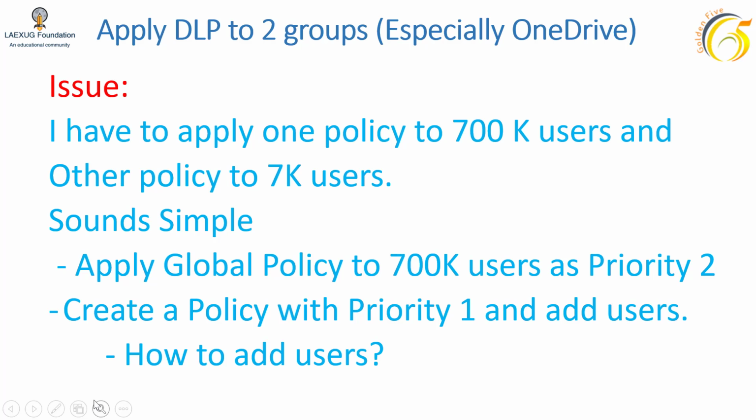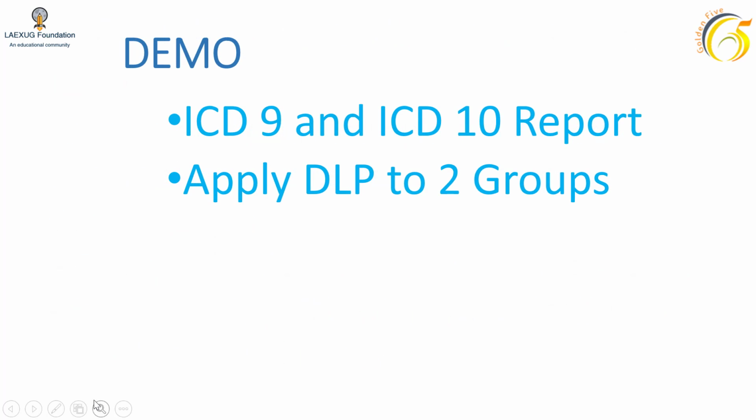So the idea was to apply one global policy to everybody as the priority 2 policy, but the priority 1 policy can be applied only to the 7K users. So the first hit checks policy 1. If you're within the 7K users, then that applies. If you're not, it goes to policy 2. So that's the easiest way. But how to add those 7K users was still the challenge. So that's what we reported. I'm going to show you while I'm talking.